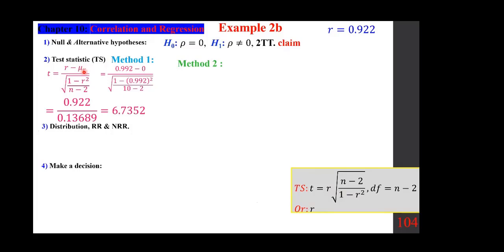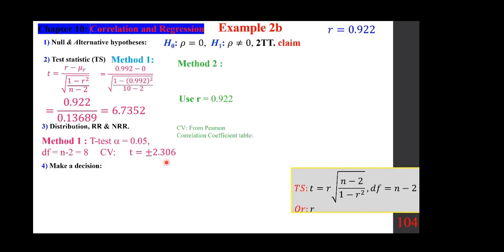And method 2 simply uses the value of R. For the critical value, degrees of freedom is n minus 2. There were 10 pieces of data. 10 minus 2 is 8. And the critical value is plus minus 2.306 from the T table. This one is from the Pearson correlation coefficient table, or just the correlation table. R is plus minus 0.632.